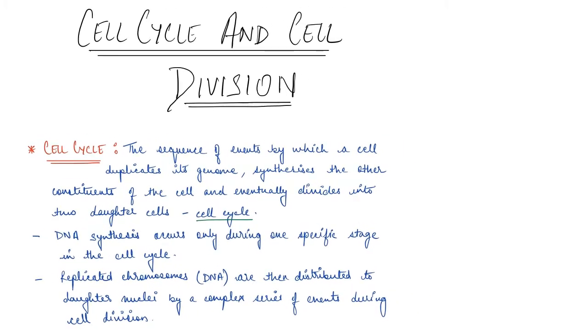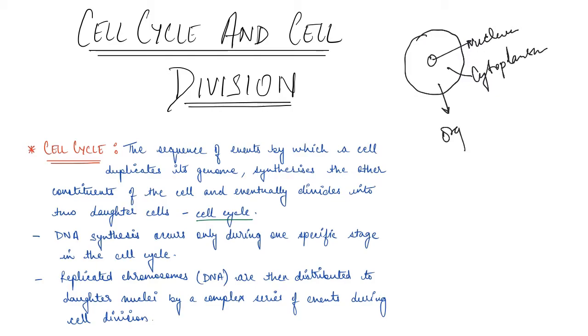So see, it is not that easy. It's not just that a cell is a small thing, so it will just divide. What we have read before is that a cell has a nucleus and an entire cytoplasm, and inside the cytoplasm there are various organelles. So in order to duplicate itself, the cell will have to duplicate the genome, which is here inside the nucleus. It will have to synthesize all the other organelles and cytoplasm, and then eventually divide into two daughter cells, two identical cells. This entire sequence of events is nothing but the cell cycle.